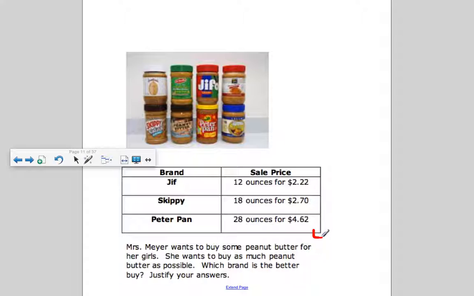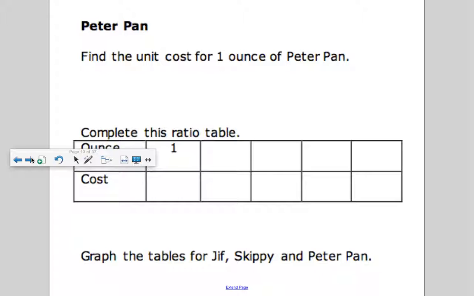Or you may just look at this and say, I don't like the bar model. Fine. You have $4.62, and you have to break it down into 28 ounces. Sorry, it costs $4.62 for 28 ounces. I need to break it down to 1 ounce. How am I going to break down 28 ounces to 1 ounce? I divide both numbers by 28, and you get an answer. And I do not have the answer.